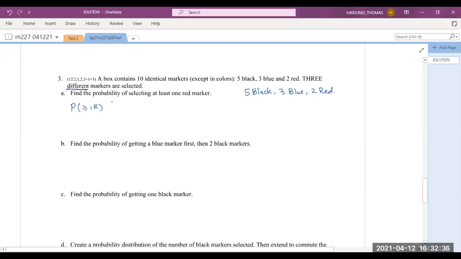Okay, what is the probability at least one of them is red? At least one red means one minus the probability of no red. Right? One minus the probability of no red.